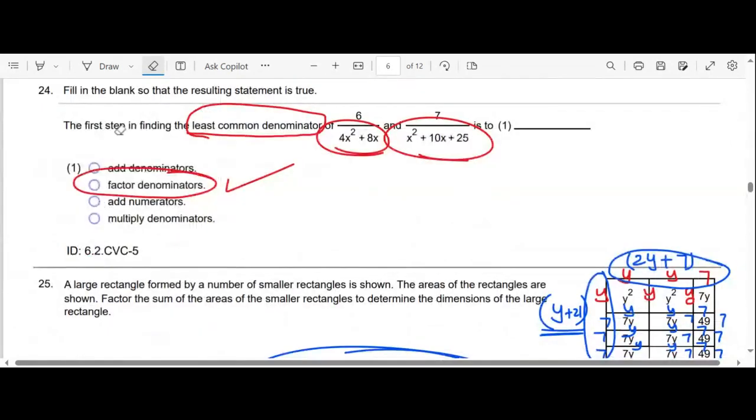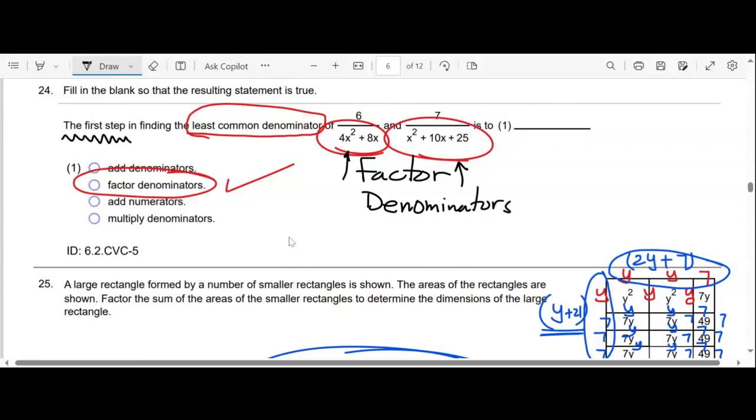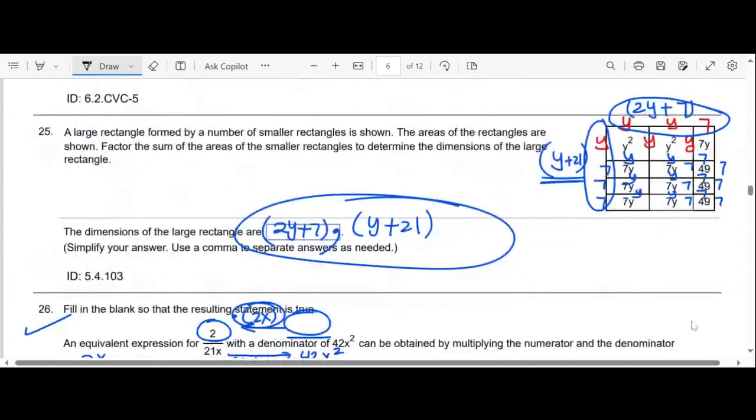Fill in the blank. The first step in finding the least common denominator is to do what? You have to factor what? What do you have to factor? Denominators, right? That's the first step. That's the answer. Next question.